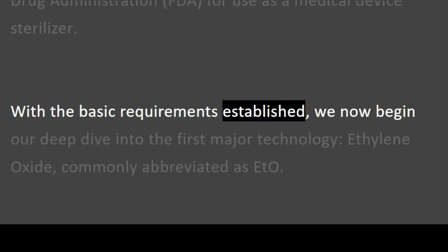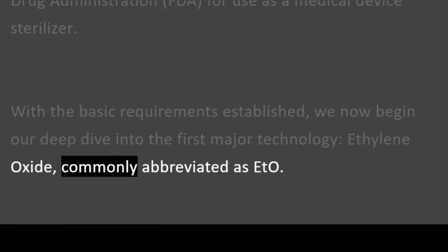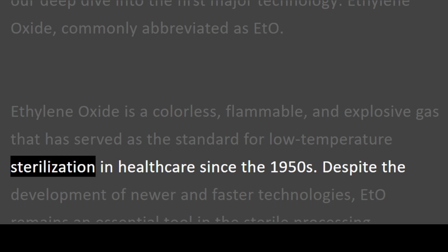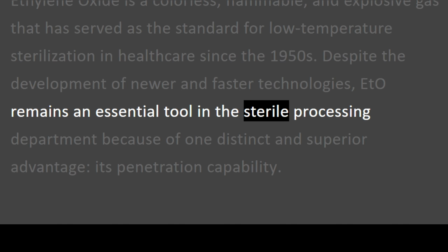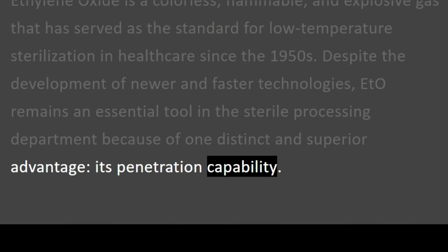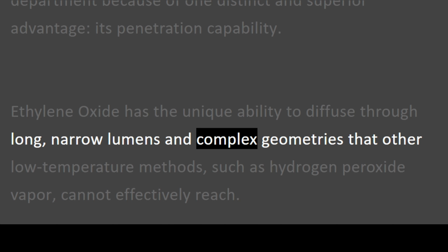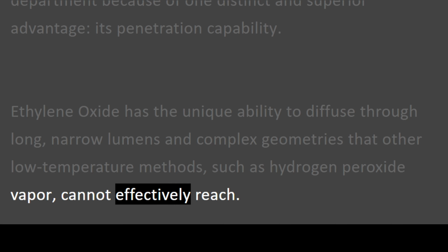With the basic requirements established, we now begin our deep dive into the first major technology, ethylene oxide, commonly abbreviated as ETO. Ethylene oxide is a colorless, flammable, and explosive gas that has served as the standard for low-temperature sterilization in healthcare since the 1950s. Despite the development of newer and faster technologies, ETO remains an essential tool in the sterile processing department because of one distinct and superior advantage: its penetration capability. Ethylene oxide has the unique ability to diffuse through long, narrow lumens and complex geometries that other low-temperature methods, such as hydrogen peroxide vapor, cannot effectively reach.